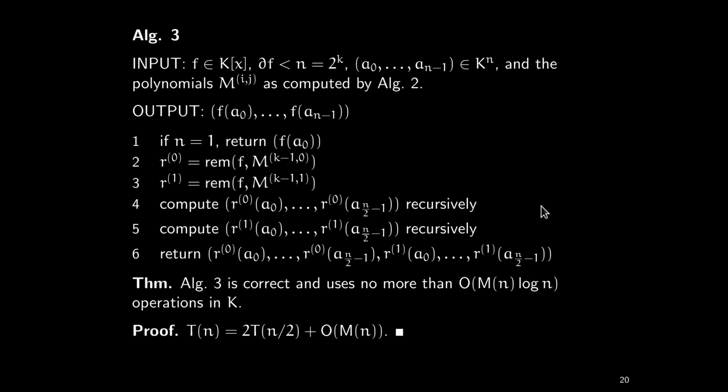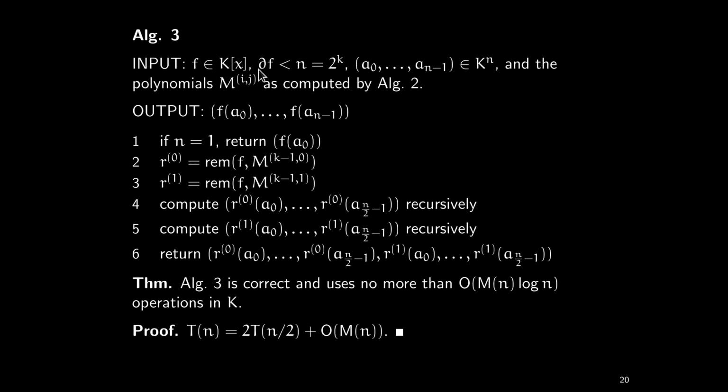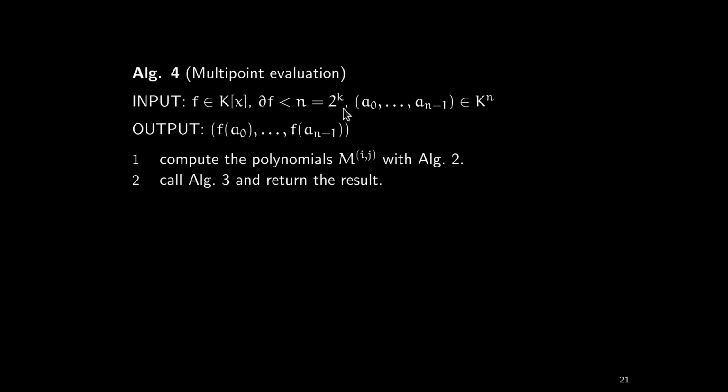Okay, so now we just have to put things together and get an algorithm for fast evaluation of a given polynomial at a given vector of evaluation points. This is now just really putting things together. We have to first compute these m's, because they are not just given, as I assumed here. So I first compute them, and then I call this algorithm with the m's as input, and with this data as input.